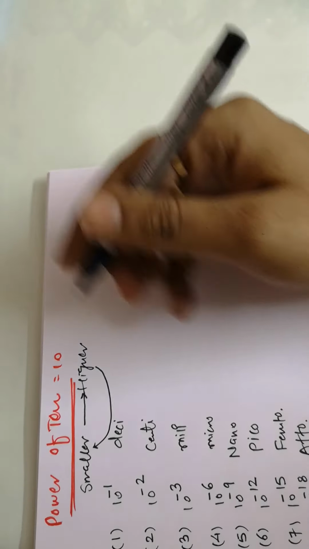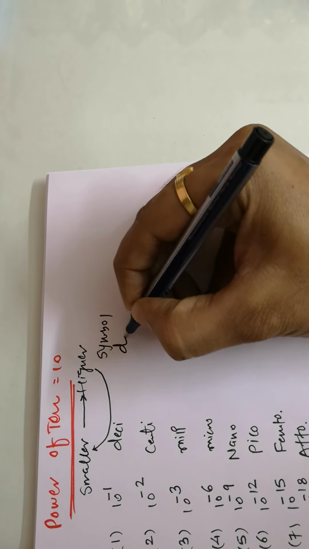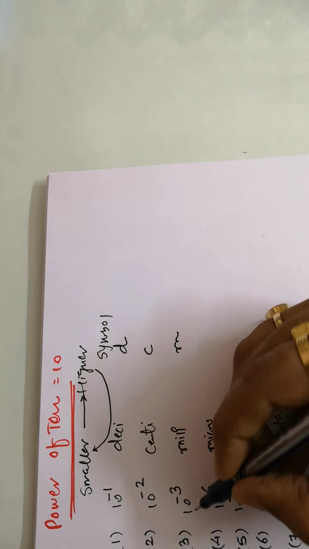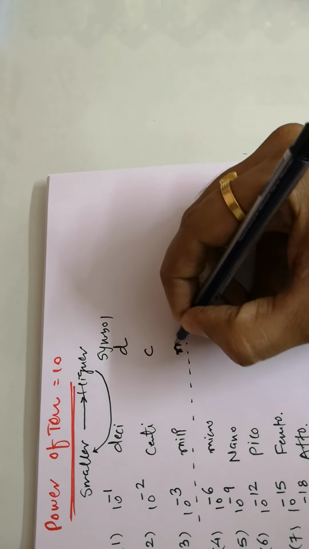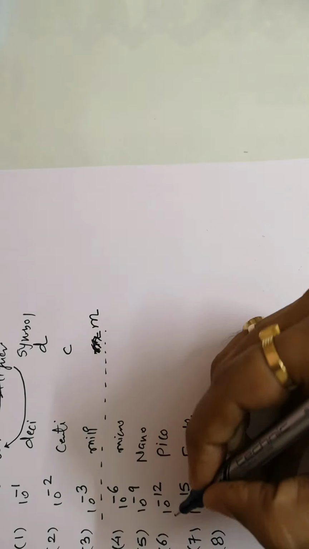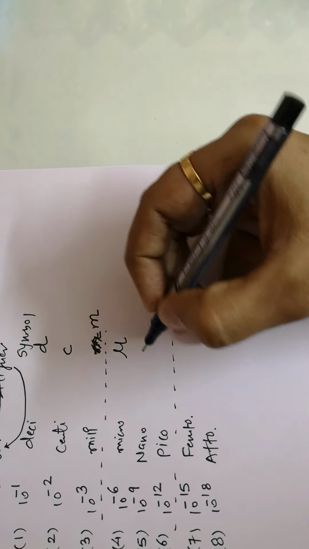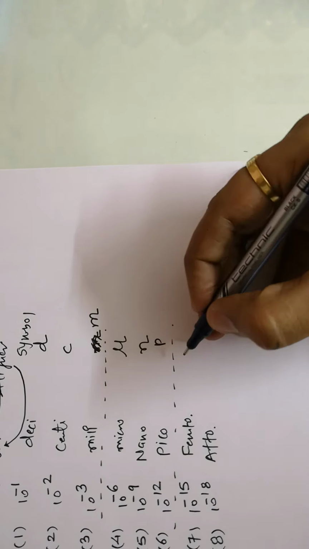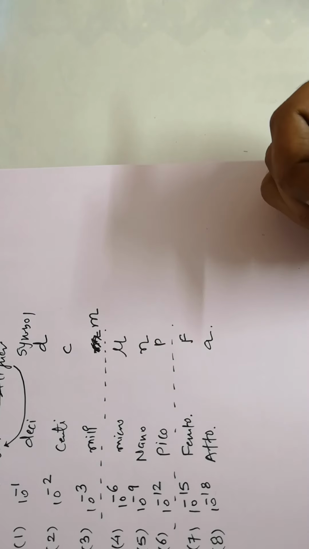They also have symbol notations. Deci is represented by a small d, centi by a small c, and milli by a small m. Micro is shown by the symbol mu, nano is a small n, and pico is a small p. Next is femto, a small f, and atto, a small a.